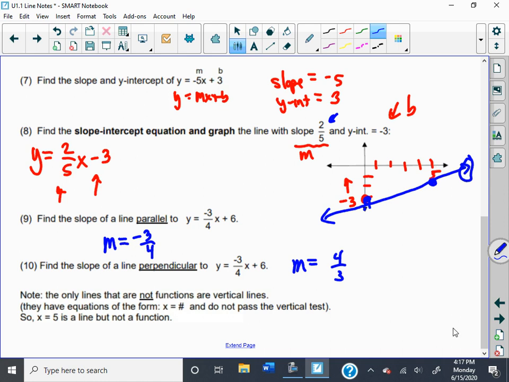All right, so note, the only lines that are not functions are vertical lines. Vertical lines have the equation x equals a number, like x equals 5, x equals negative 2. They don't pass the vertical line test. So x equals 5 is a line, but it's not a function, and that's because it doesn't pass the vertical line test if you were to graph it. All right, let's keep going.